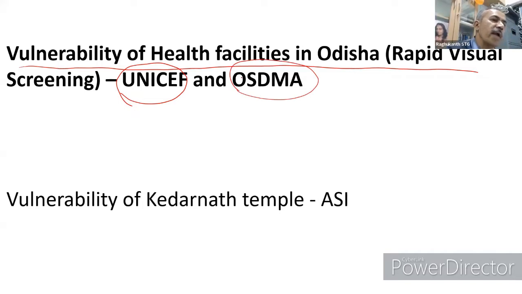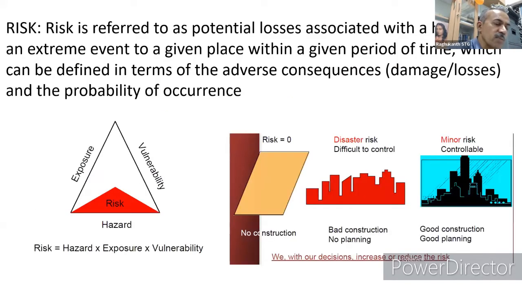The main aim of this project was that we had to do a rapid visual screening of all the hospital facilities in Orissa, including villages and towns, meaning CHC, PHC, and other things also. Finally, we had to give the strategy: which is the most vulnerable structure, and how to repair that hospital. This was the main objective of this project itself.